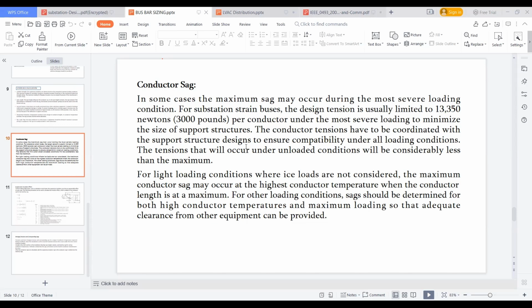This we discussed just before. And for other load conditions, sags we have to determine by considering both high conductor temperature and also maximum loading. What is the maximum loading? Ice loading, wind loading, as well as the short circuit forces also, what we discussed in our last class. So these are the things for the conductor side.